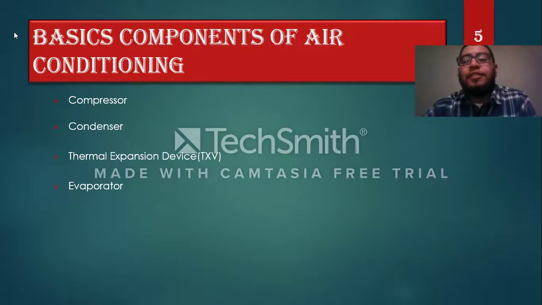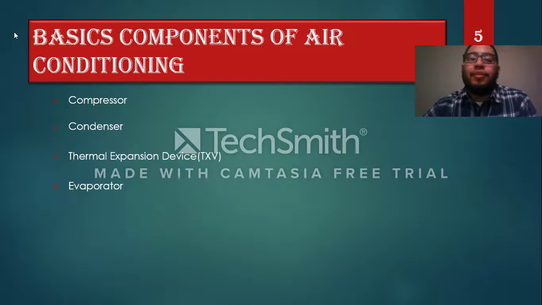Next, you have the condenser. The condenser is what we call the outdoor coil in a split system. It's what pushes the heat out, or rejects it, and sends it outdoors. Next, you have the thermal expansion device, or the TXV. That is what we use to regulate the flow of refrigerant in the system.